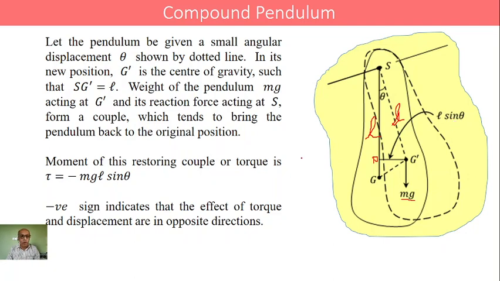Since the force acting on the body will always tend to bring it back to its original position, we say that this restoring couple has a moment, otherwise known as torque, given by tau equals minus mg into L sin theta. The negative sign indicates that the torque and the displacement are in opposite directions.